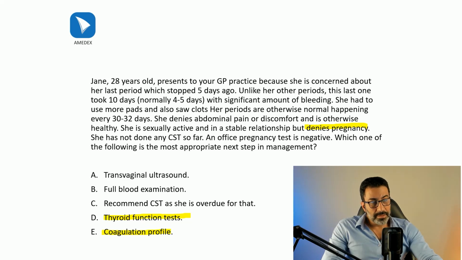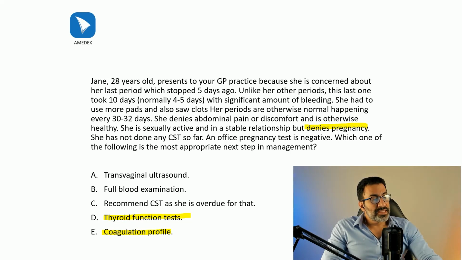Transvaginal ultrasound? No. You remember the earlier slides? First episode, no risk factors, no transvaginal ultrasound. We ask the patient to come back if it happens again. First episode, no risk factor. Second episode, it's called recurrence, so we might want to consider, or we have to consider transvaginal ultrasound.